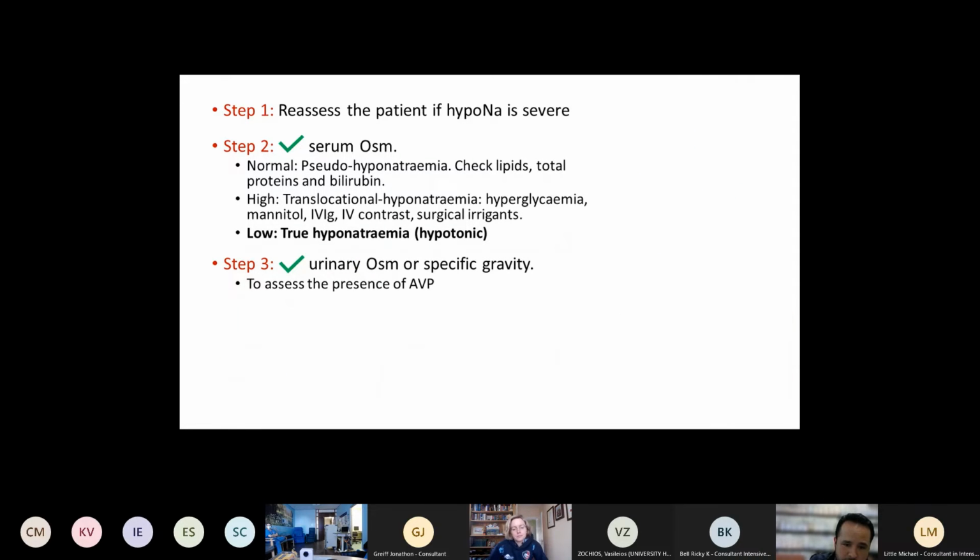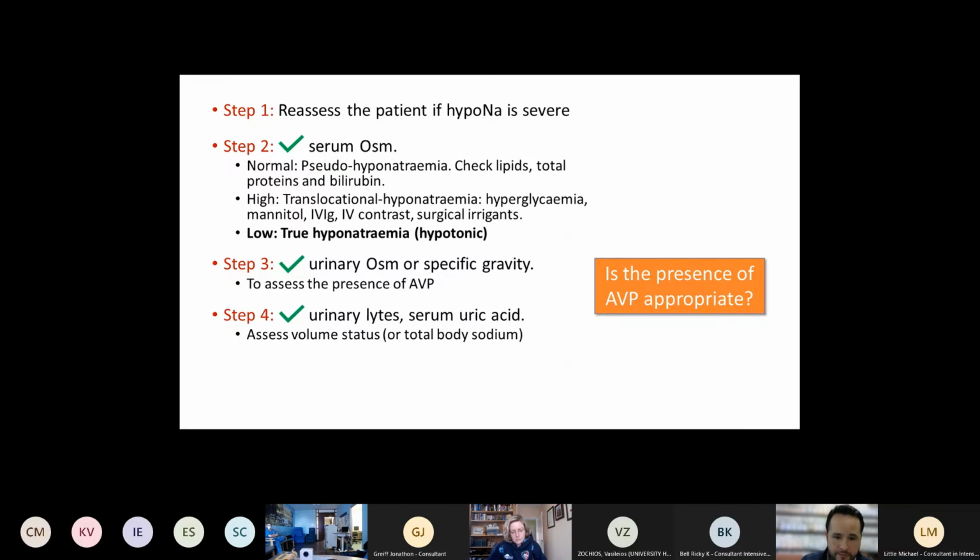The next step would be just to check in the urine for the osmolality or a specific gravity. So the specific gravity in the urine will go higher the more concentrated the urine is, although it is more accurate to measure the urine osmolality, but it takes time. And it will tell us the presence of ADH. So if the patient's ADH is appropriate, it's very likely that we're going to be facing a hyponatremia that is not related to excess of free water intake. Lastly, we have just to assess the urinary electrolytes, and we'll have to also check urate. And this is because they will also give us an idea if this patient has any other features such as SIADH, or if the patient has other abnormalities that could be causing this problem.